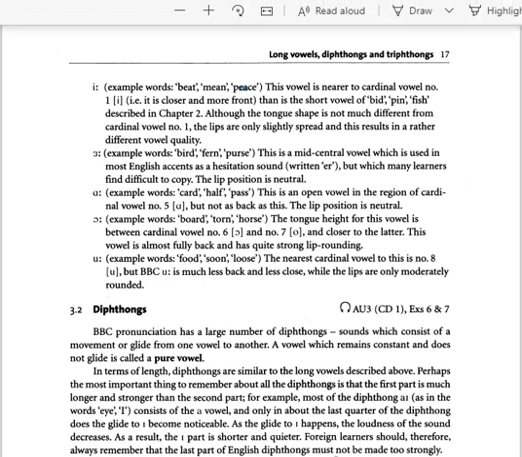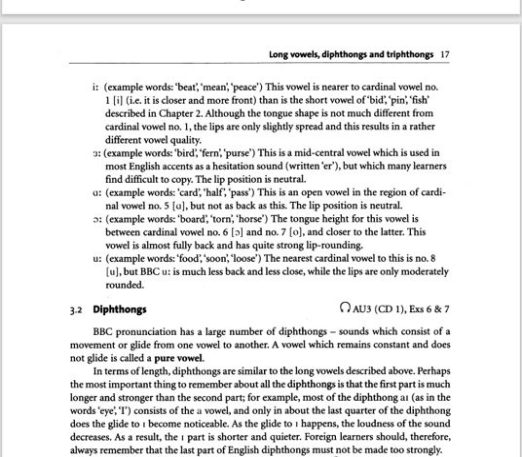This vowel is nearer to cardinal vowel number 1, that is to say it is closer and more front than is the short vowel of bid, pin, fish. If you look at the middle of this word, there is the short vowel, and in pin also, and fish as well. With cardinal vowel number 1 the lips are only slightly spread, and this results in a rather different vowel quality.